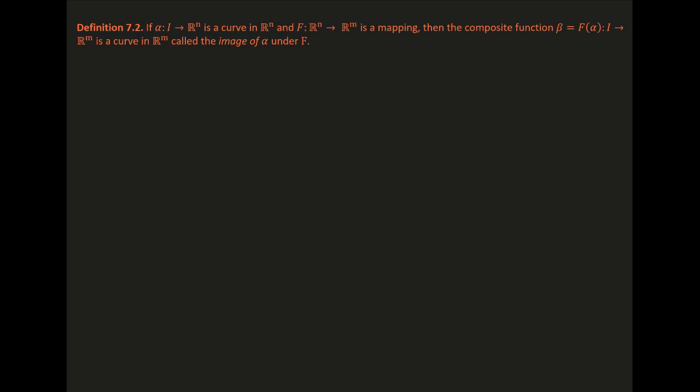Next, let's talk about compositions. If alpha is a curve in Rn and f is a mapping from Rn to Rm, then the composite function beta, which is f composed with alpha, is a curve in Rm, and we call this the image of alpha under f.